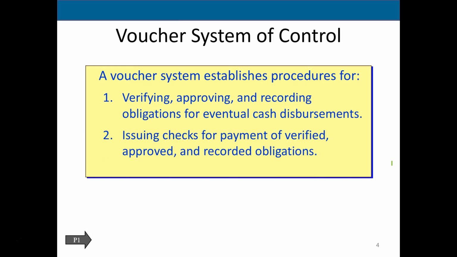We could also have a voucher system. A voucher system establishes procedures for verifying, approving, and recording obligations for eventual cash disbursements. So we'll take a look at the process in a larger company to both approve the purchase and then approve the checking process. And then we have issuing checks for payments of verified, approved, and recorded obligations. So then the actual issuing of the check. We'll take a look at the larger voucher system in a second.